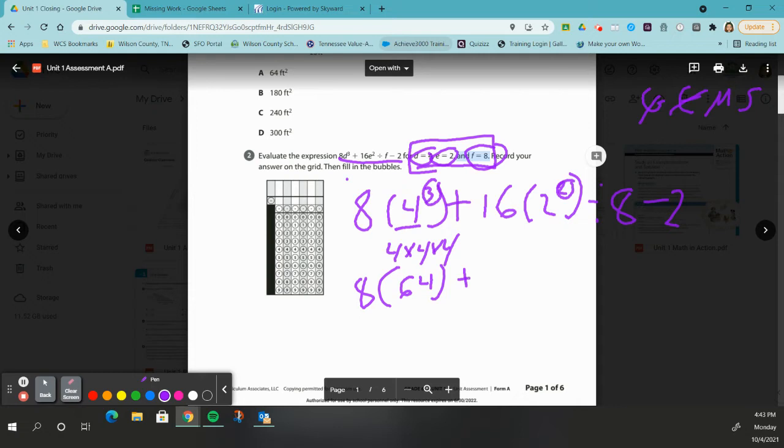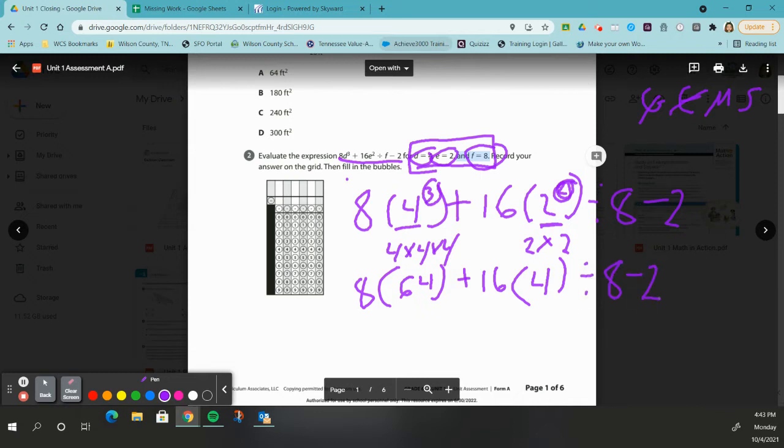Then I have 2 squared. Well, this 2 tells me that I'm going to take the base and multiply it twice. So this is 2 times 2. 2 times 2 is 4. So now we have 16. And then we bring down the rest of our expression.